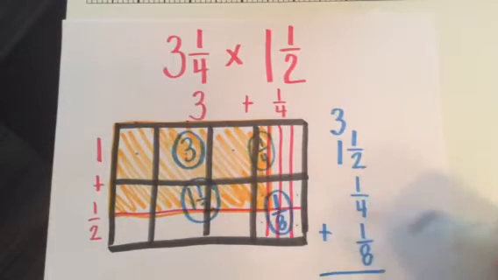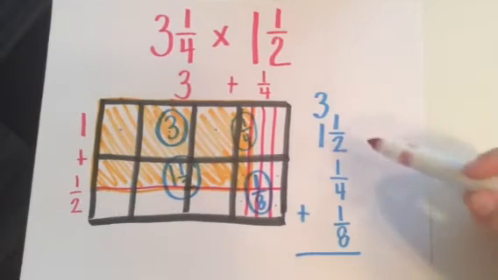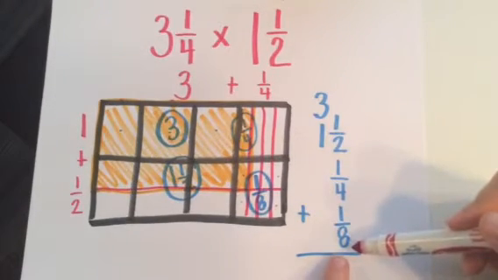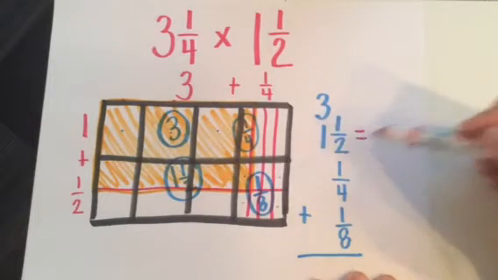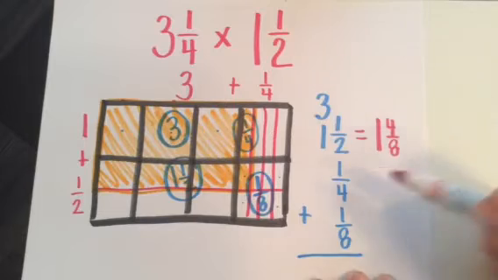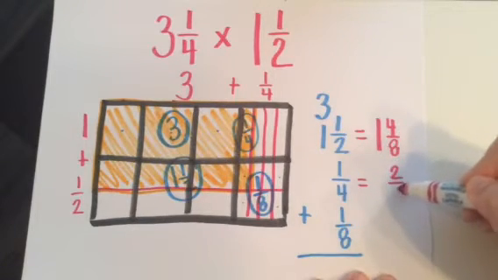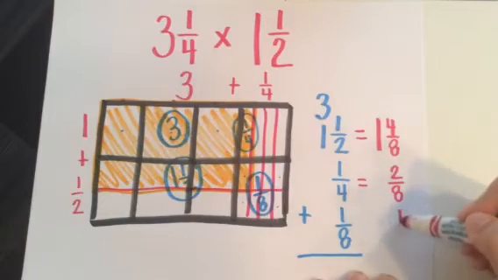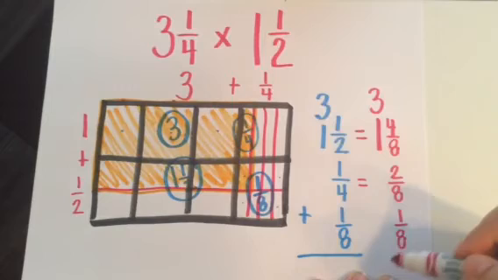And so of course we know we need to have the same denominator on the fractions in order to add, so we'll need to use our knowledge of equivalent fractions here. It looks like the denominator that would be best to use would be eighths, and so I know that 1/2 is equivalent to 4/8, so I'll make this 1 4/8, and 1/4 is equivalent to 2/8, and then we have our 1/8. And we still have the 3 wholes up there to add as well.